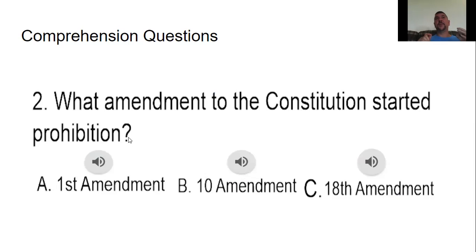Number 2, what amendment to the Constitution started Prohibition? Which one of these amendments started it? They had to ratify it, make it a law. And which one of them was it? Was it the First Amendment? Was it the 10th Amendment? Or was it the 18th Amendment? It was the 18th Amendment to the Constitution. Ding, ding, ding. We have a winner.